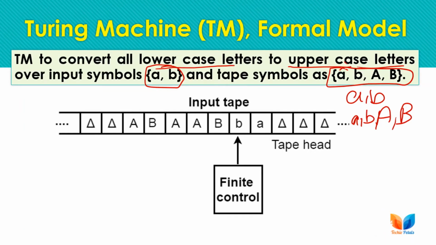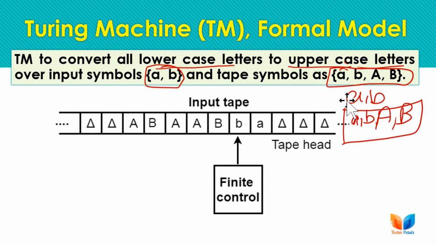As in the Turing machine, we will be having output on the tape and also input on the tape. So we will be considering both sets, meaning the combination of input symbols and the output symbols, as tape symbols. So here the tape symbols are defined as lowercase a and b and capital A and B. Here we are not defining them as output symbols, we are defining them as tape symbols.